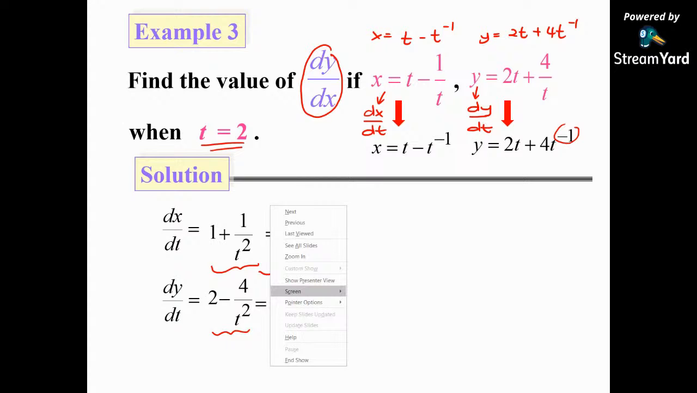Okay, so what happened is that you are going to get 2t squared minus 4 over t squared. And then we're going to use the chain rule. So dy over dx is equal to dy over dt multiplied with dt over dx. So this is our dy over dt, 2t squared minus 4 over t squared. For dt over dx, do make sure from dx over dt, you're going to take the reciprocal.